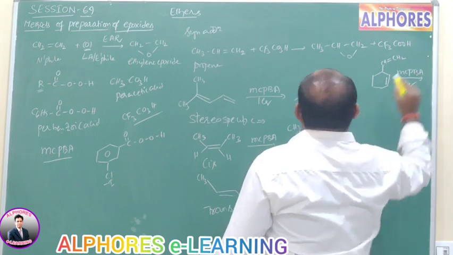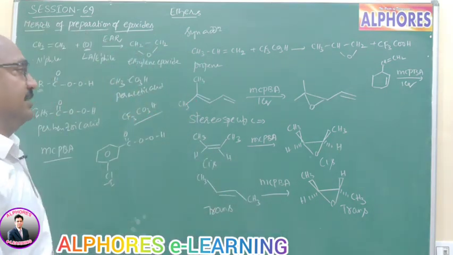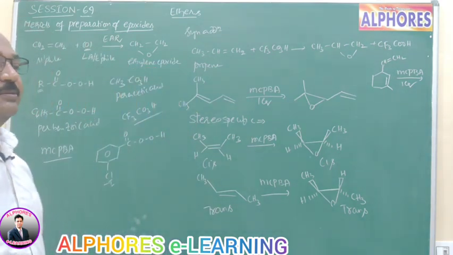MCPBA, 1 equivalent. So in which double bond gets oxidized? Put a methyl group here also, then it will be more comfortable for you.